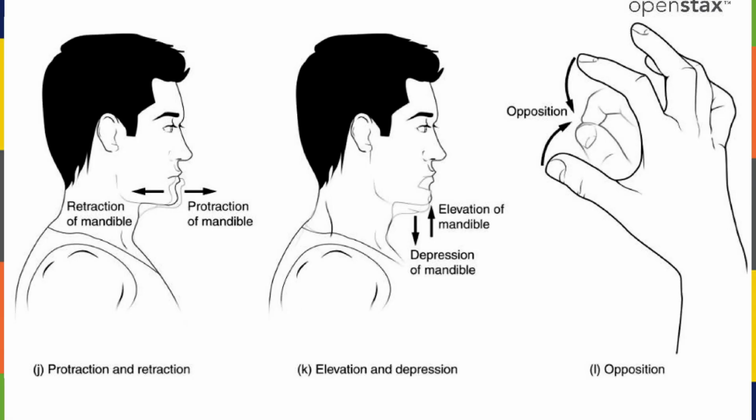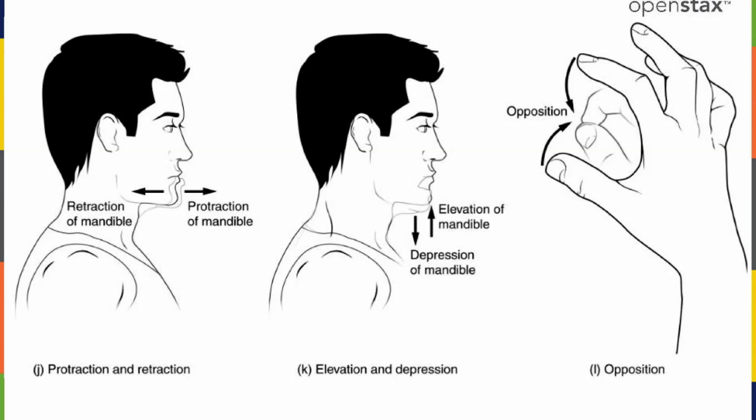The jaw exhibits protraction and retraction movements. Protraction occurs when you move your mandible forward, while retraction pulls it back. These movements, occurring at the temporomandibular joint, are essential for the complex process of chewing food and speaking clearly. Think about how your jaw moves forward slightly when you bite into an apple, then retracts as you chew.